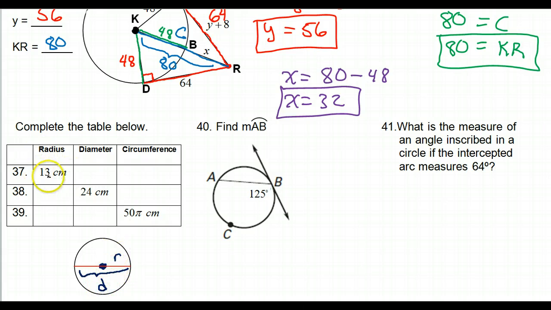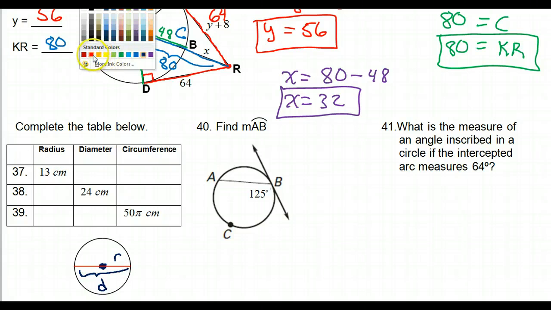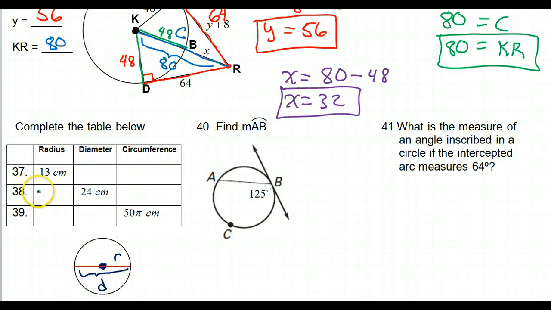Okay, so if the radius is 13, what's the diameter going to be? 26. Okay. Wait, I went the wrong way. Whoops. If the radius is 13, the diameter is 26. Okay, if the diameter is 24, what's the radius going to be? 12. Okay, so that's all well and good.